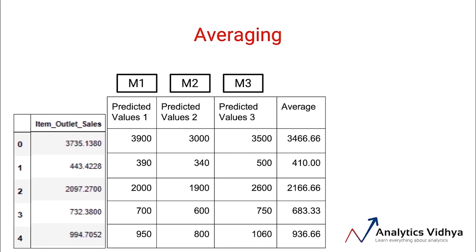I'm giving each of these models equal weight, which is not a very prudent strategy, because if I know that a model is performing better, I would want to give it higher weightage. Right? So going back to the car example, if I know that a person has more knowledge about cars, I would like to give his or her recommendation a higher weightage.